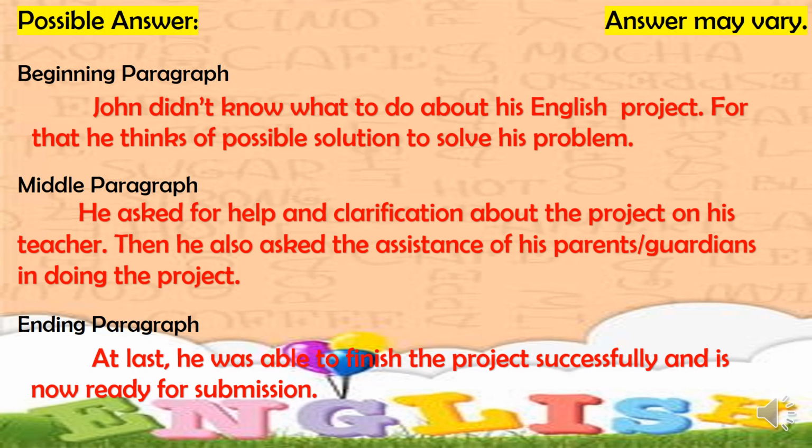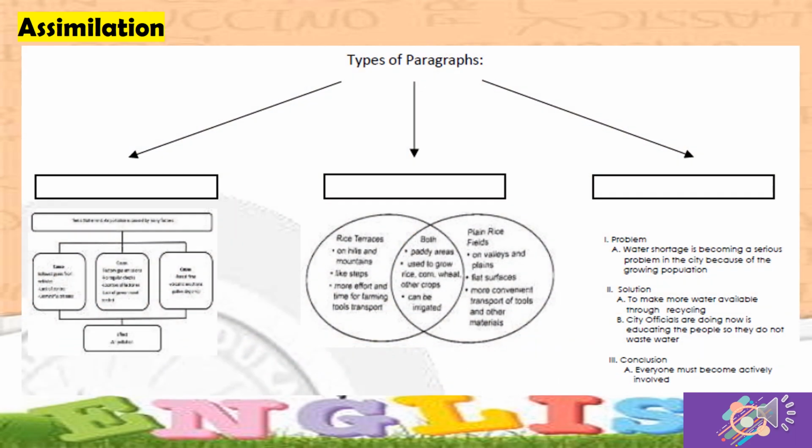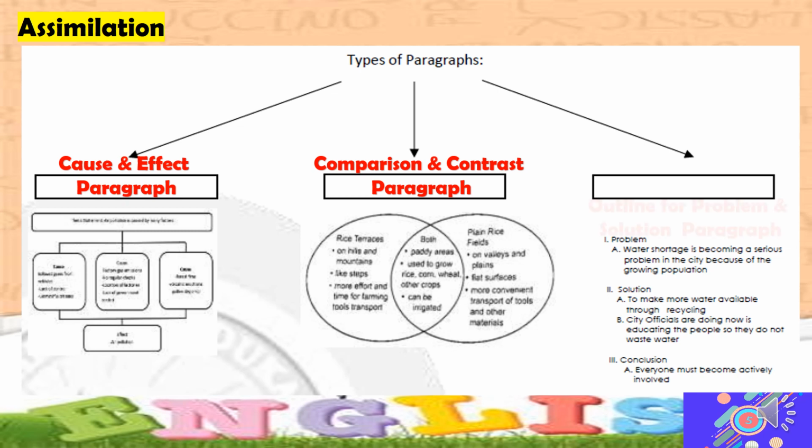And my sample ending paragraph: At last, he was able to finish the project successfully and is now ready for submission. And for the generalization, there are types of paragraphs. Those are the cause and effect paragraph, the comparison and contrast paragraph, and the outline for the problem and solution paragraph.